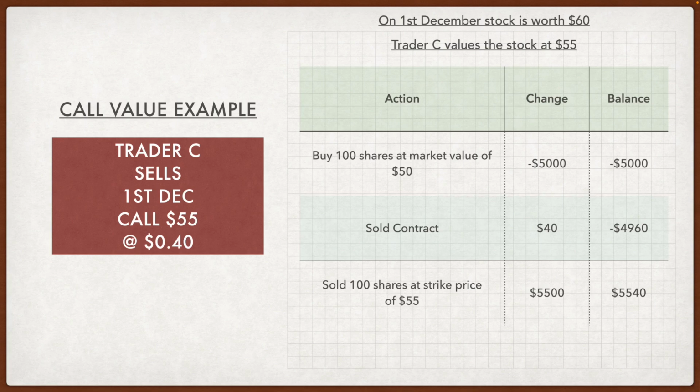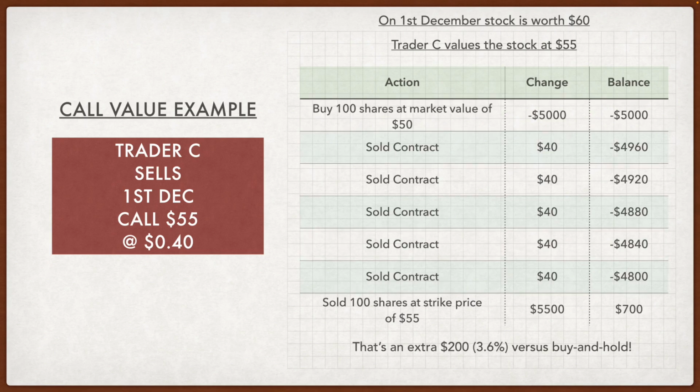Now let's say trader C, who already owns the stock, buys their shares at a market value of $50, and then sells a contract against those shares, which gives them a slight discount. Now, in the future, when the stock is worth more and they're forced to sell at 55, now they are selling at $5,500, and that's probably the price they would have sold at anyway. So instead of making just $500, they end up making $540.